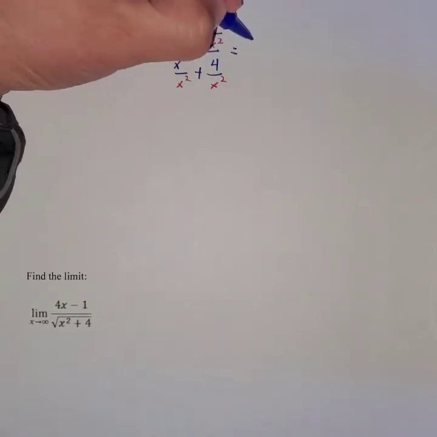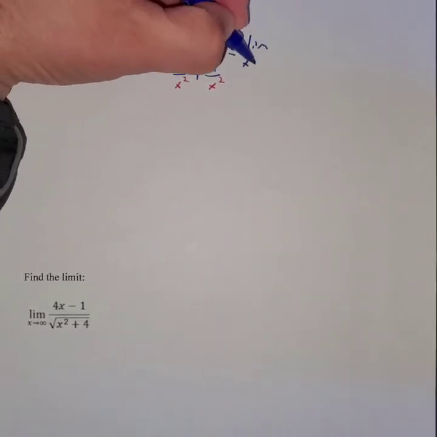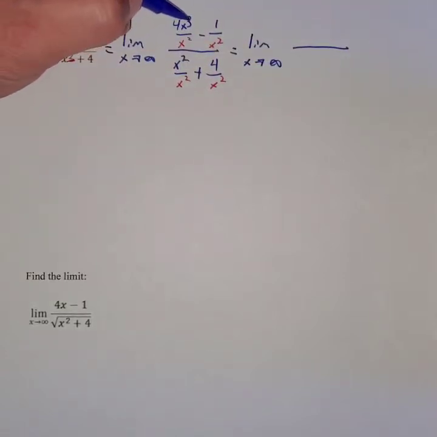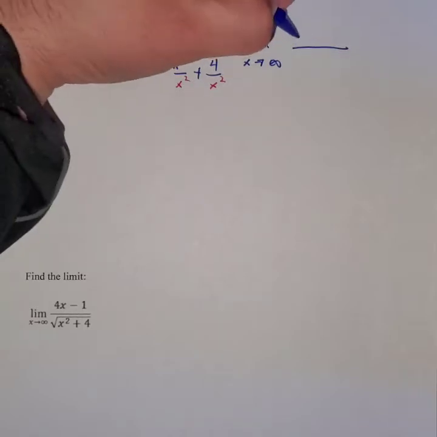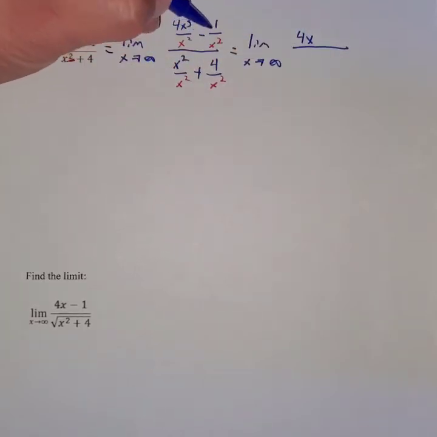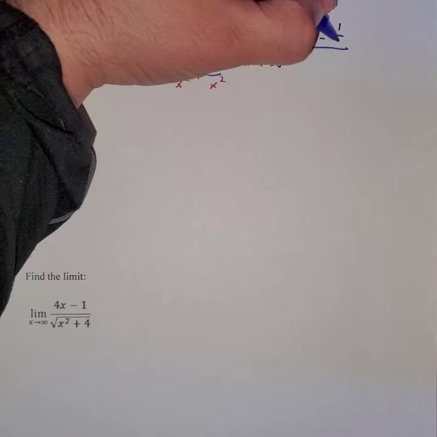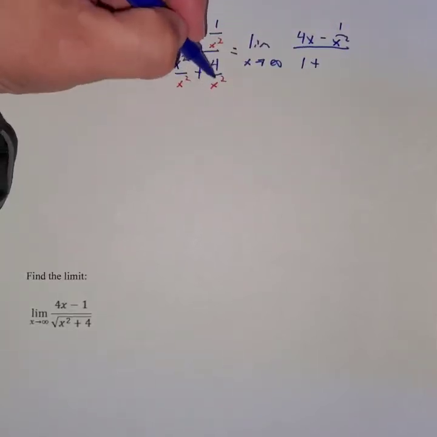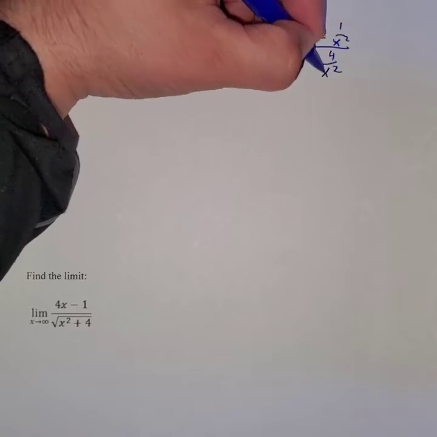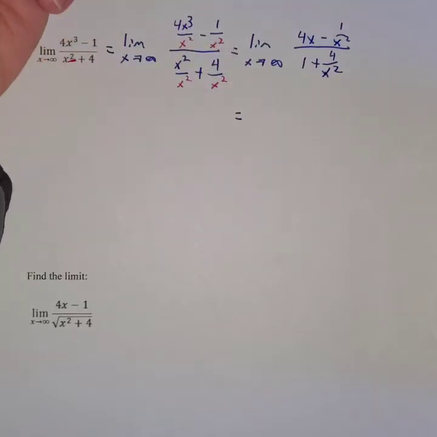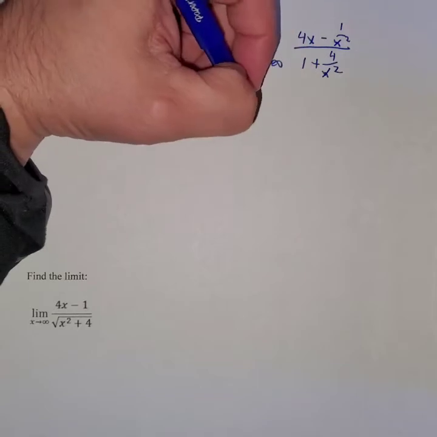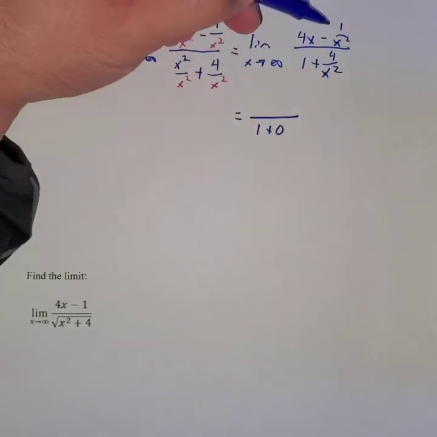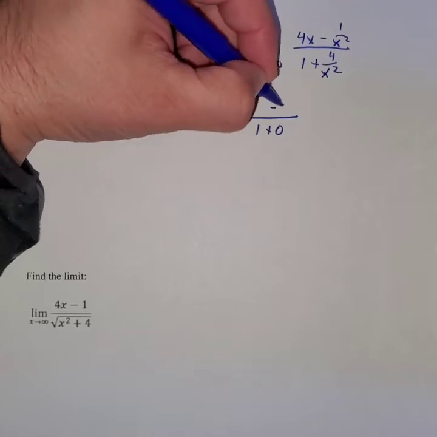So when we do our limit, our simplified limit will be x cubed and x squared reduced to 4x, minus 1 over x squared. That reduces to 1 and 4 over x squared. So as we evaluate our limit on the denominator, it's 1 plus 0. The minus 1 over x squared is 0.